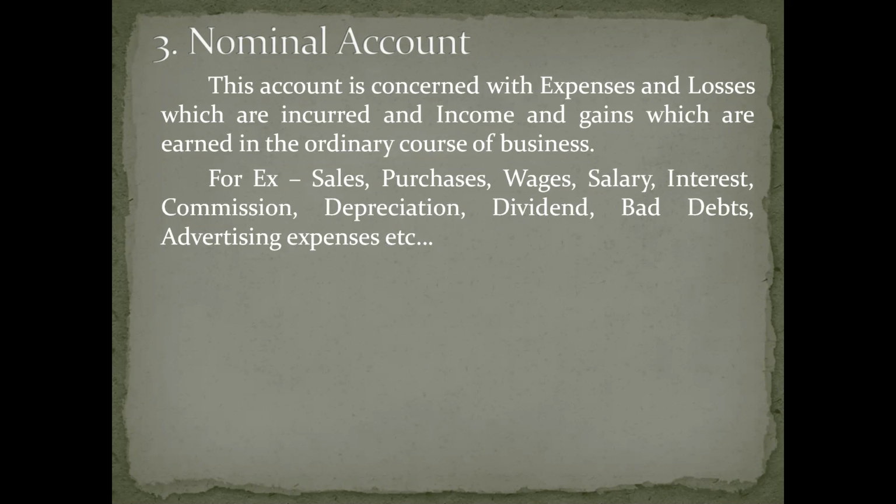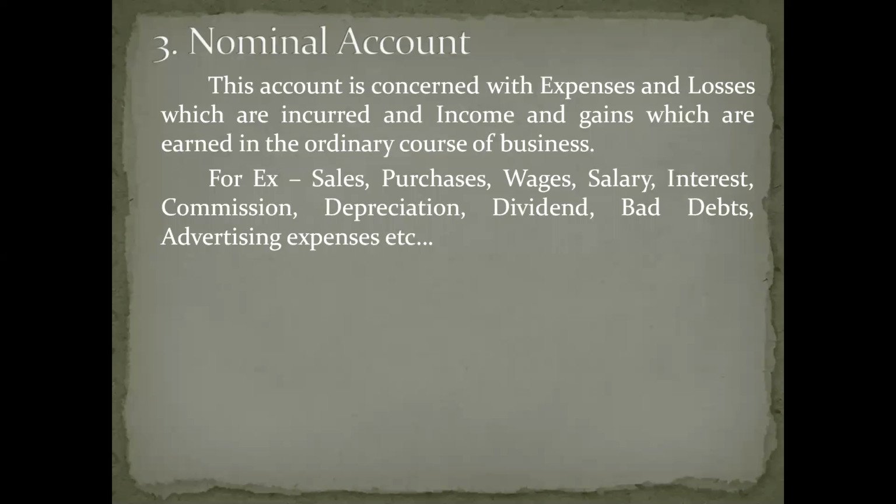Okay, this is about the second classification. Now the third classification is nominal account. What is this nominal account? See here, the first account is personal account, which deals with three categories of persons, such as natural persons, artificial persons, and representative persons. The second one is real account, which deals with three types of assets, such as tangible assets, intangible assets, and fictitious assets. Now, the third one is nominal account. It is an account which deals with expenses and losses that incur in the business.